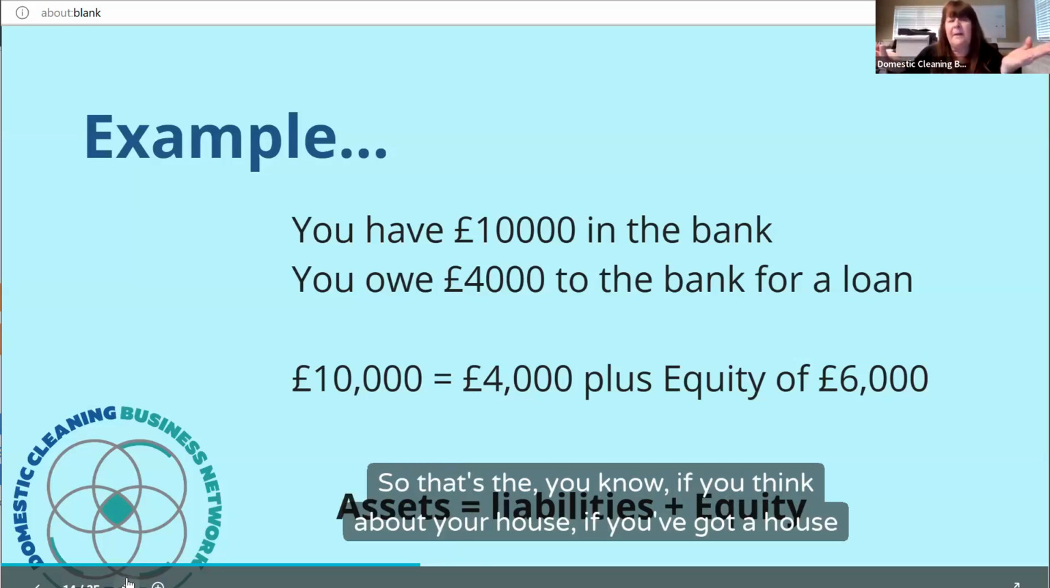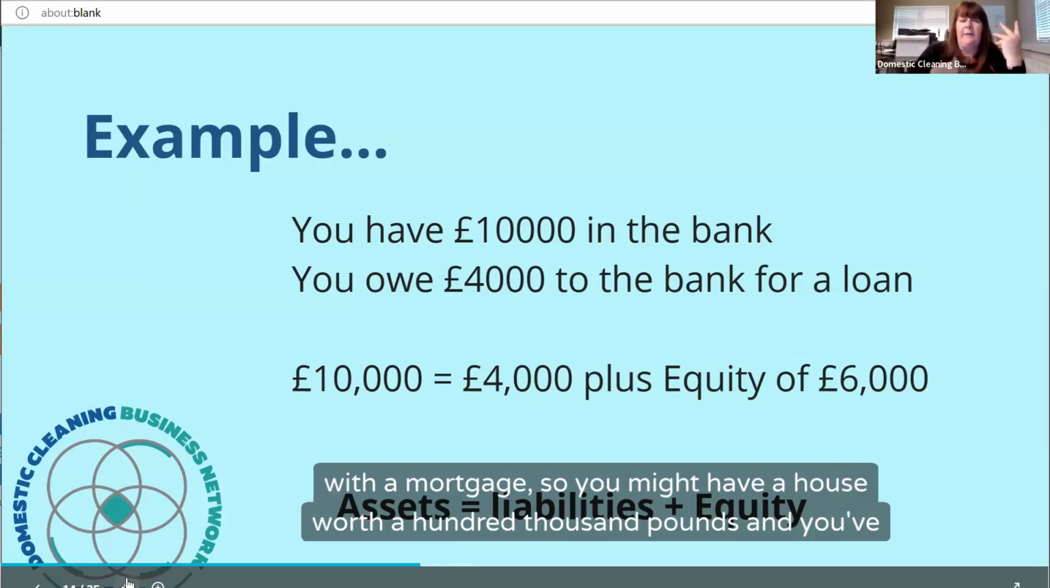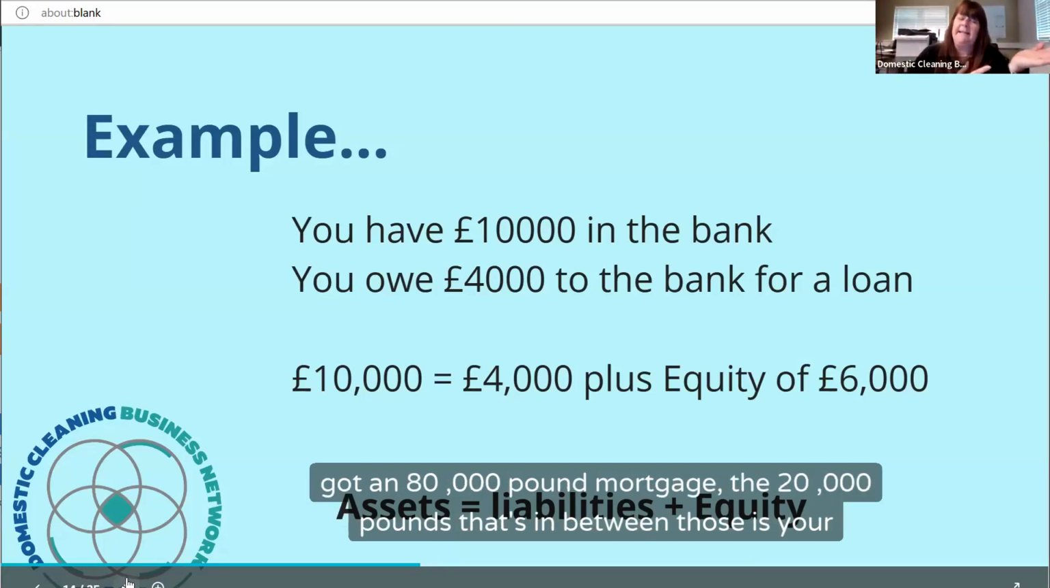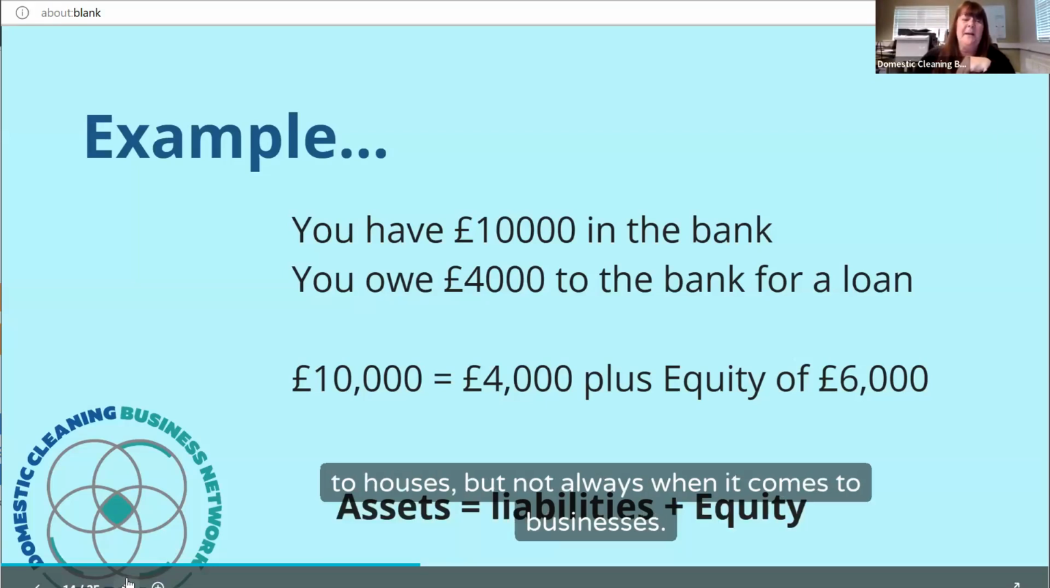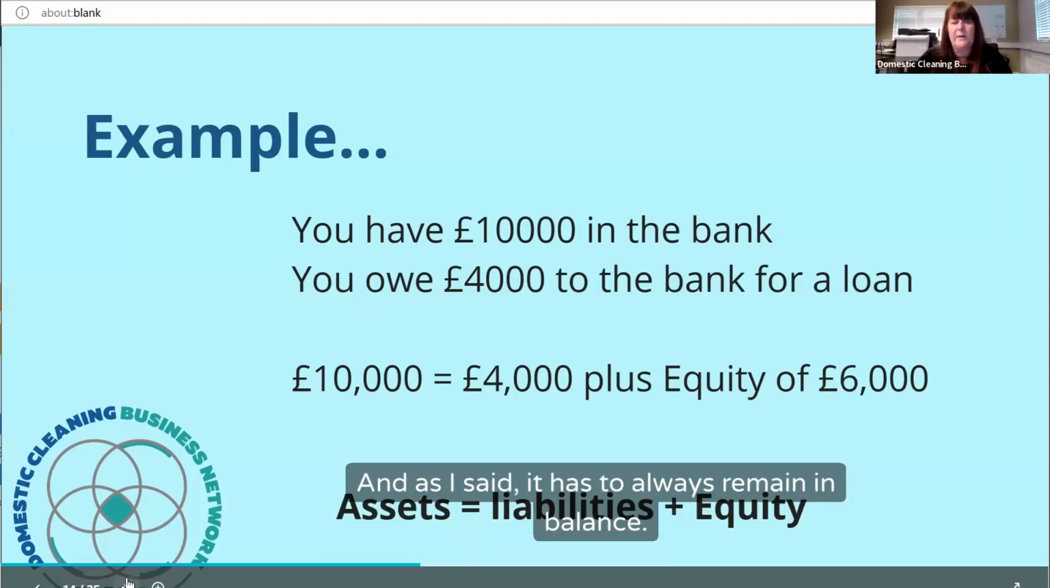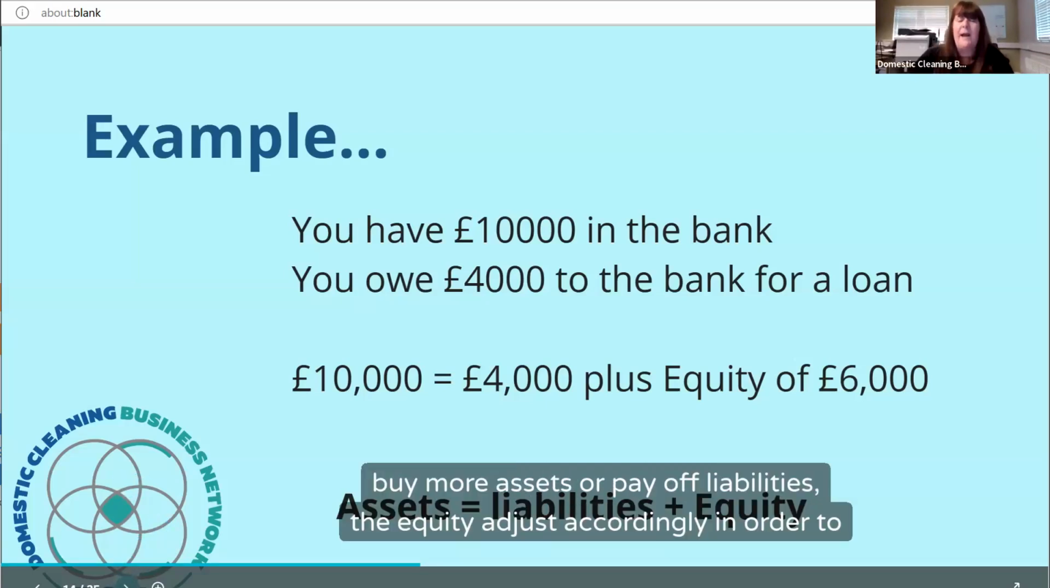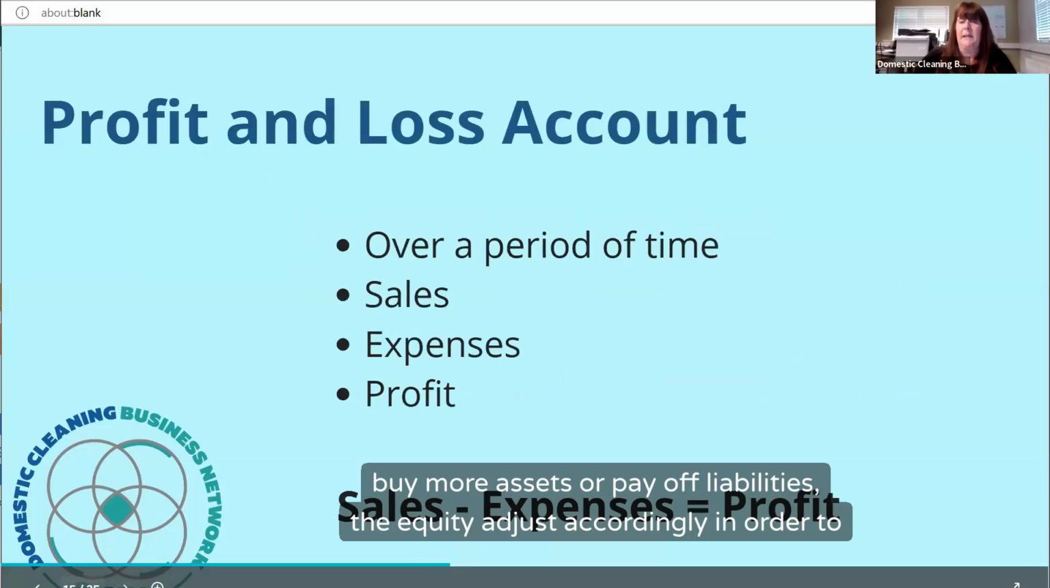So if you think about your house, you might have a house worth £100,000 and you've got an £80,000 mortgage, the £20,000 that's in between those is your equity. So this just works in the same way, but often people understand it when it comes to houses, but not always when it comes to businesses. And as I said, it has to always remain in balance. If you buy more assets or pay off liabilities, the equity adjusts accordingly in order to keep it all in balance.